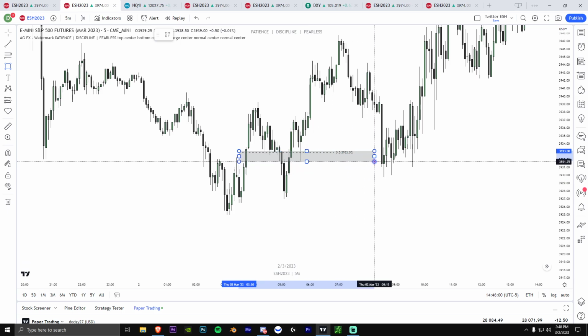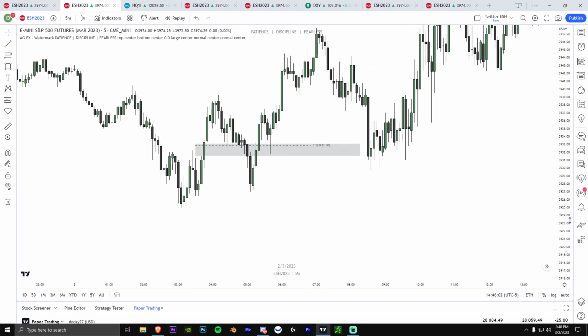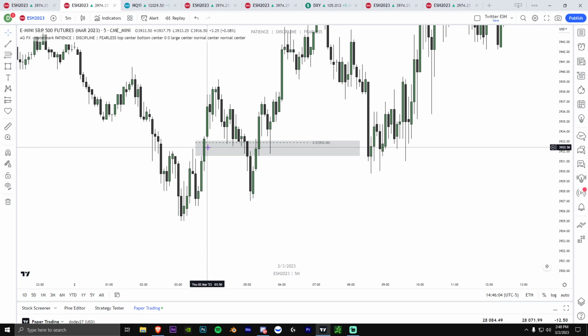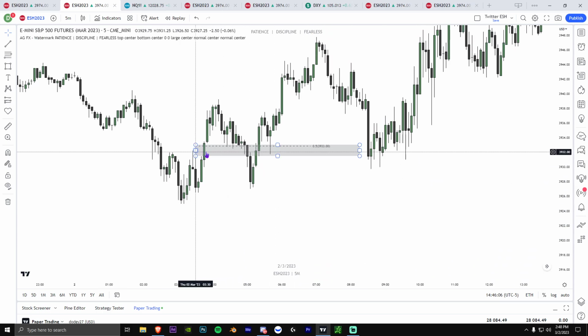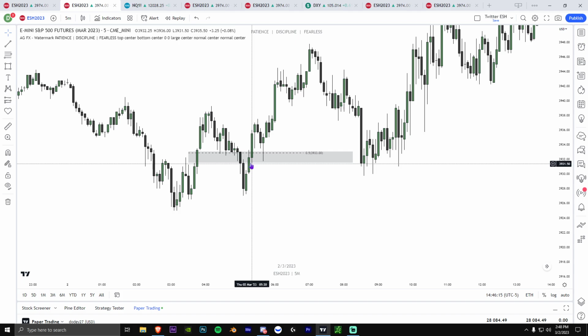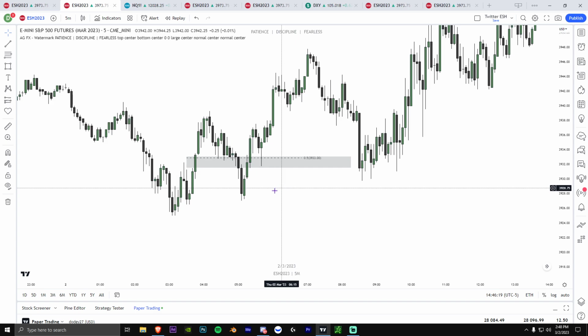I'll just draw this one for now. This fair value gap is a BISI, and this is in discount. So what happens? We go under it. We do not use this as resistance, which you would want to see. We go back over and then we use it as support. These are the kinds of things you look for.